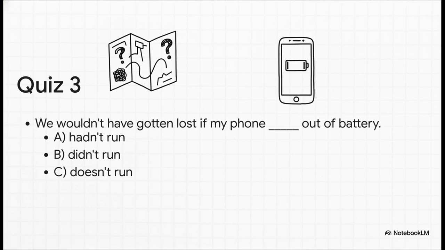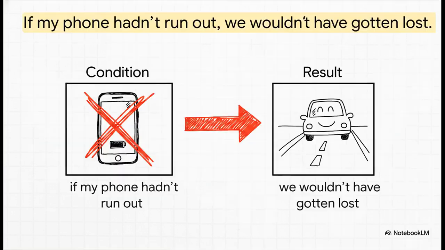Okay, final quiz question for today. We wouldn't have gotten lost if my phone blank out of battery. That first part, wouldn't have gotten lost, tells us we're definitely talking about an unreal past. So which verb form do you need to complete the idea? And the answer is A, hadn't run.